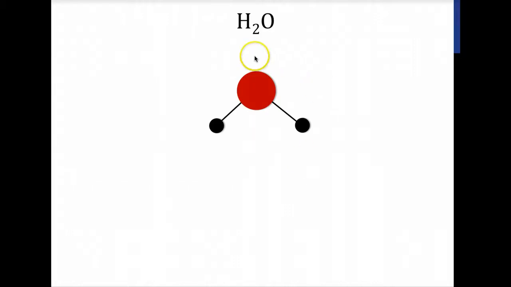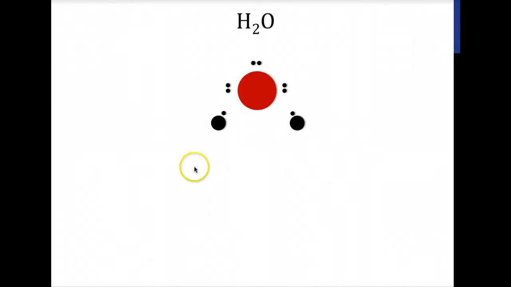So let's look at a common covalent molecule, which is water, H2O. So we can see here that the red sphere is representative of oxygen, and the two black spheres are representative of the hydrogen. So the hydrogen is bonded to the oxygen, and we use these little lines, this stick drawn between these two molecules, to represent that bond. Well, what exactly is happening here?